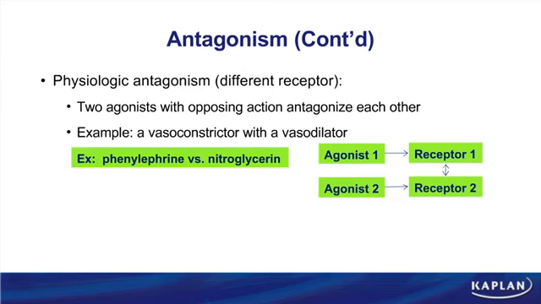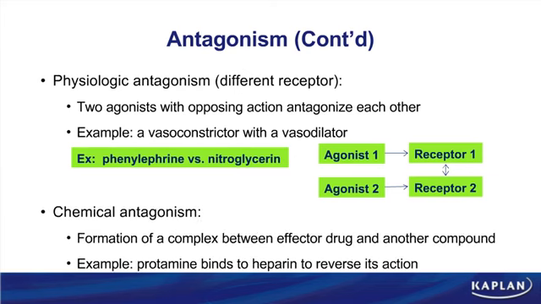You can probably think about maybe the best example, which is the autonomic nervous system. Isn't it true that the sympathetic nervous system opposes the parasympathetic nervous system? Each of those systems uses its own neurotransmitter and different receptors to cause that effect, and they oppose each other. For example, on the heart, muscarinic M2 receptors stimulated by acetylcholine are going to slow the heart down, whereas beta-1 receptors stimulated by norepinephrine are going to increase the heart rate. Opposite effects, that's what we call physiologic antagonism.